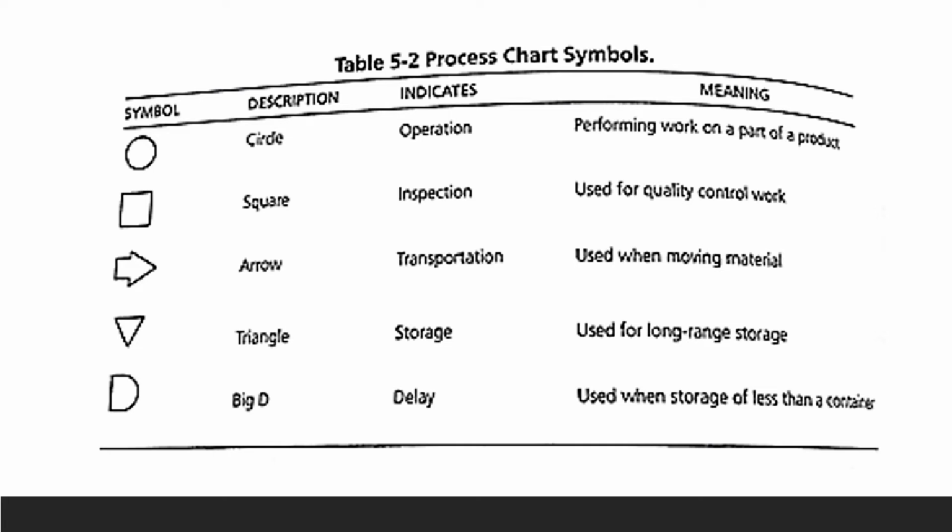The process chart uses symbols or codes. They are here: circle, square, arrow, triangle, and a big D. The circle is operation, doing work on a part. Square is inspection for quality control. Transportation is an arrow for moving material. Storage is a triangle for storing material long term. And delay is a big D, and it's for storing short term.